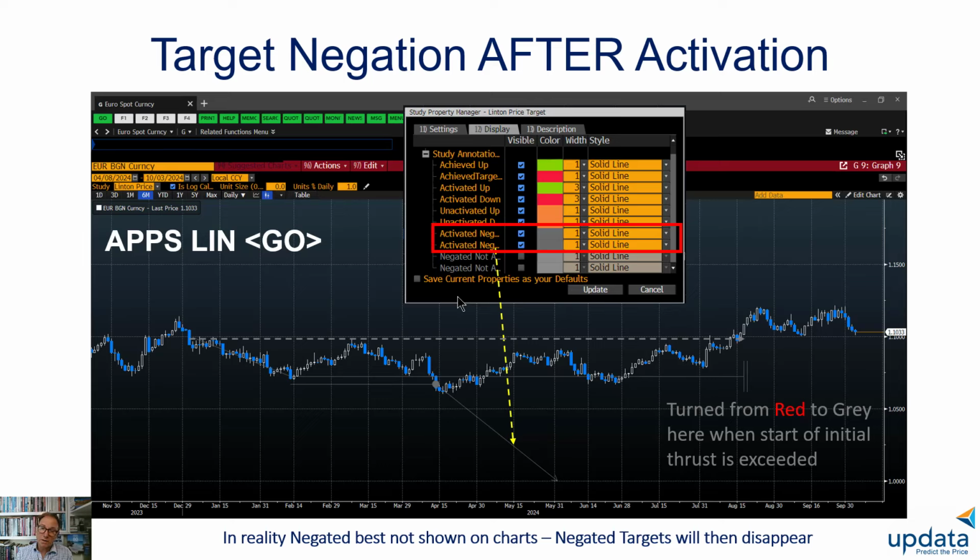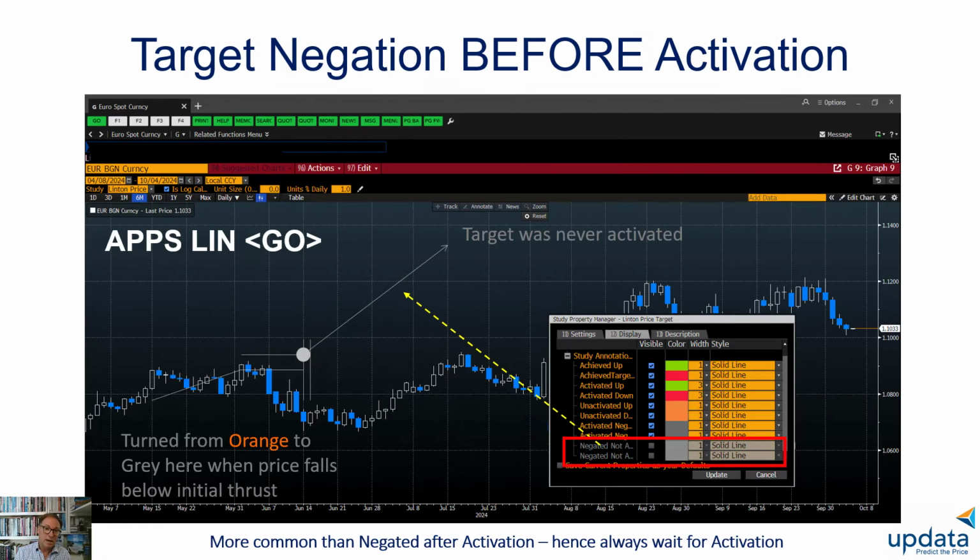Target negation actually happens in two ways. You can get target negation after activation, and that's a darker gray one. And so here, this target would have been activated. When it's negated, it turns from red to gray. I don't show the negated targets on my system because once they're negated, I'm really no longer interested in them. But you can if you want. And so the targets will disappear if you're using the default settings. If they're negated, they're no longer valid.